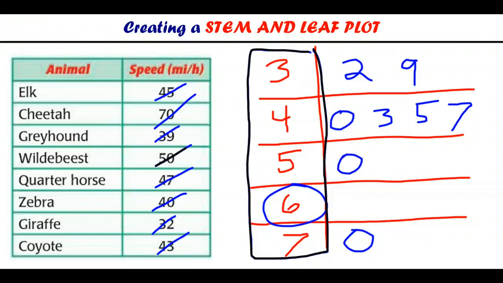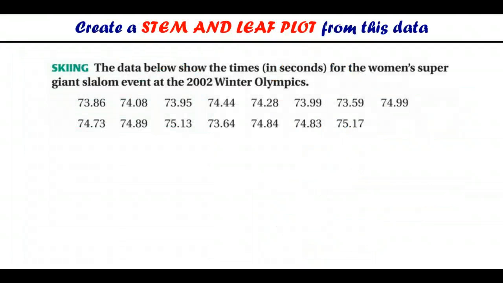We're going to look at times from the women's super-G slalom event at the 2002 Winter Olympics. Now, these numbers are a little bit more complicated than the ones we just saw, but consider things that could be used as stems that separate the numbers from each other. Remember, we want to be able to create many different stems and not just one, but not too many, and what could be used as leaves. So go ahead and pause the video, see what you can do with this one, and then come back when you're ready.